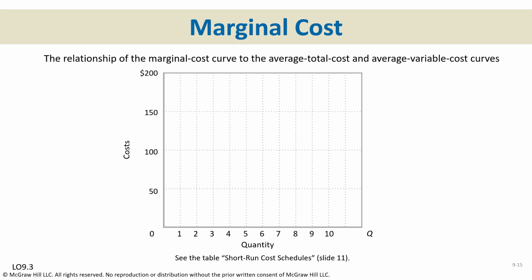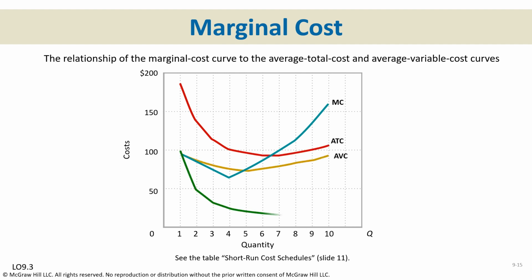Shifts in the curves will occur if either resource prices or technology change. For example, if fixed costs increase, both AFC and ATC shift up. If labor cost or some other variable input cost rise, then the AVC, ATC, and MC will shift up.